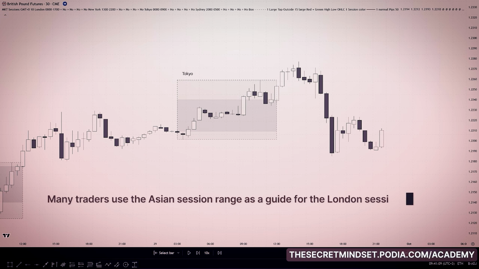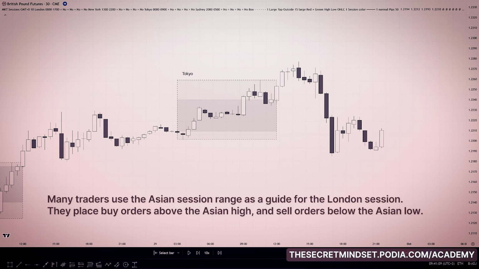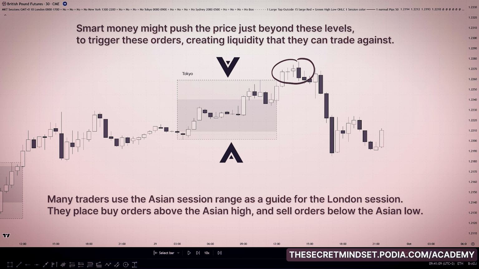For example, many traders use the Asian session range as a guide for the London session. They might place buy orders above the Asian high and sell orders below the Asian low. Smart money might push the price just beyond these levels to trigger these orders, creating liquidity that they can trade against. They might spike the price above the Asian high, triggering buy orders, only to sell into this liquidity and push the price back down.